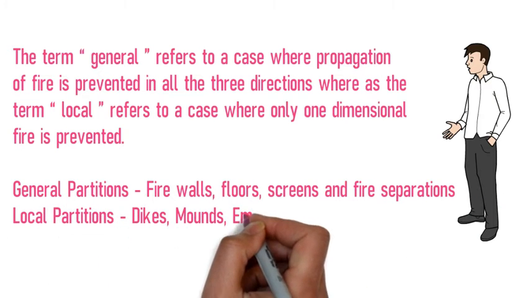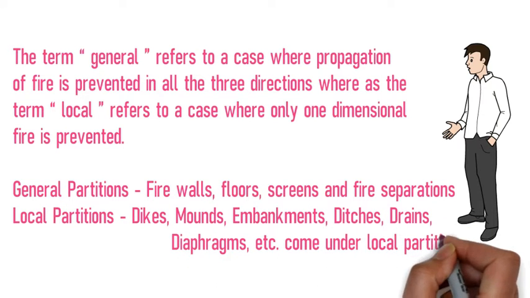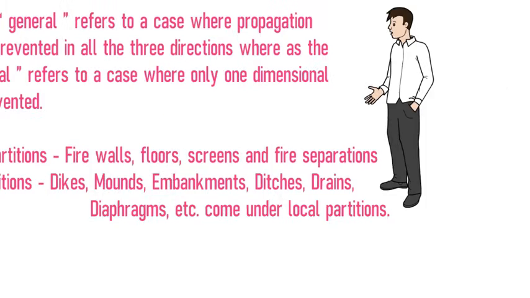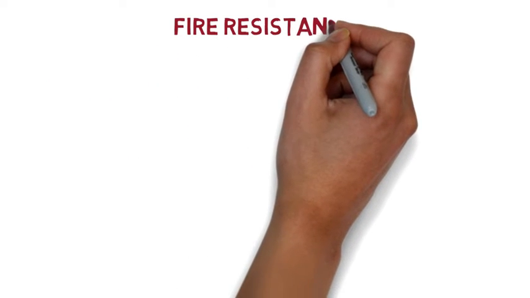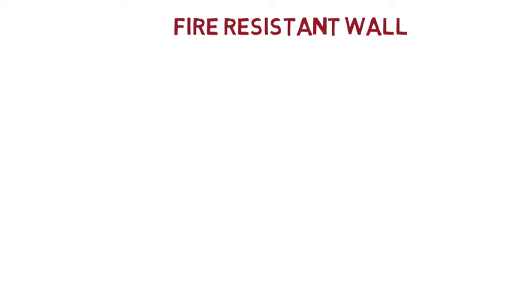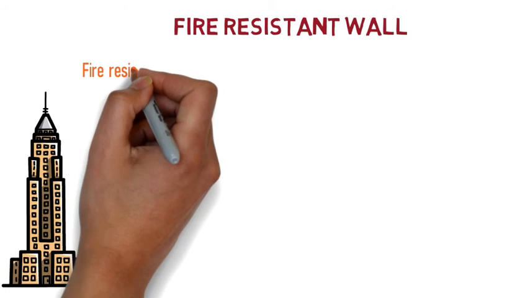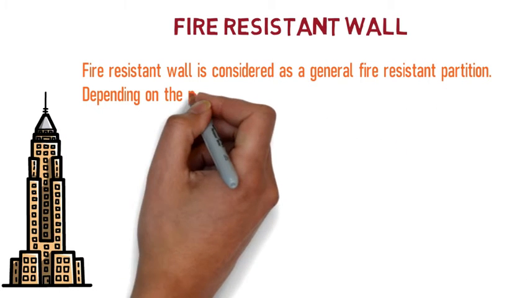General partitions include firewalls, floors, screens, fire separations, etc. Local partitions include dikes, mounds, embankments, ditches, drains, and diaphragms. Now move on to the fire resistant wall. A fire resistant wall is a general fire partition. It is considered as a general fire resistant partition.